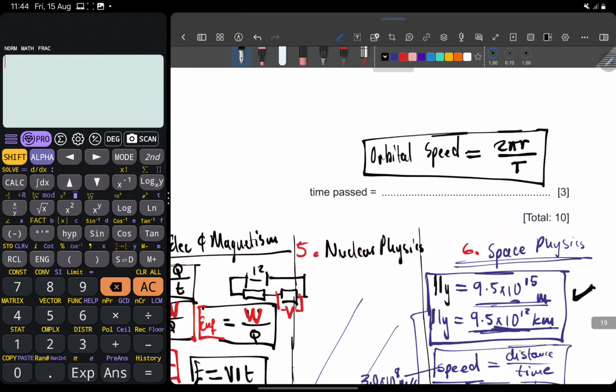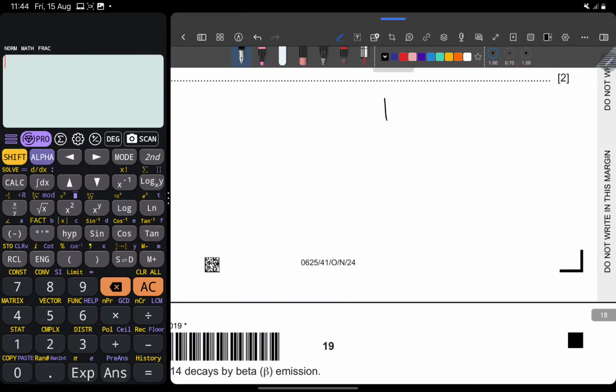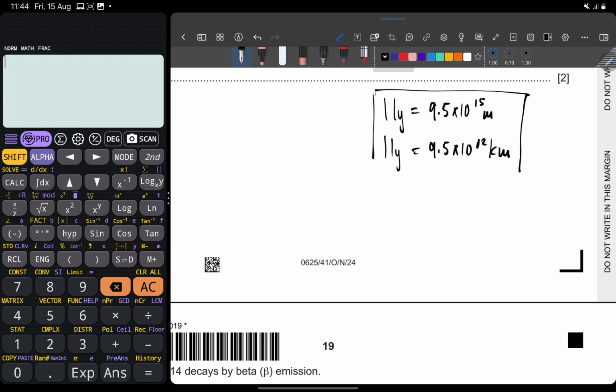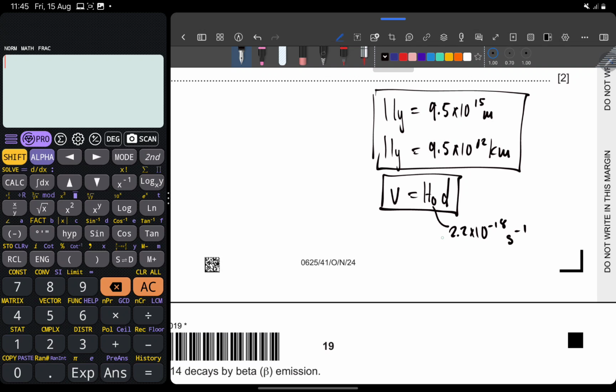Remember, let's summarize it. We know 1 light year is equal to 9.5 times 10 to the 15 meters, which you can say is 9.5 times 10 to the 12 kilometers. That's what 1 light year is, right? And then we saw that V is H0 times D. This is Hubble's law. And what is our H0? Do not forget H0. It is 2.2 times 10 to the negative 18, and this is per second.